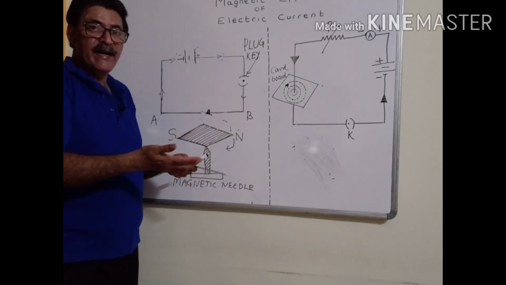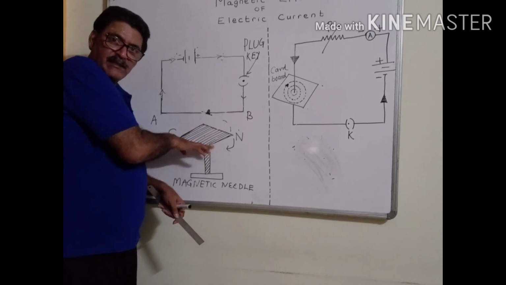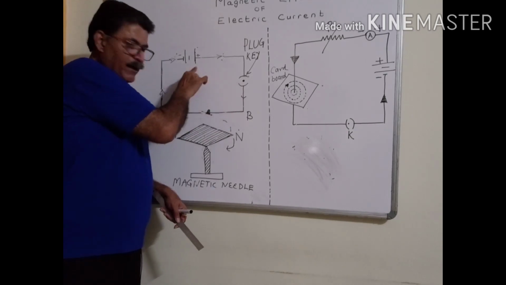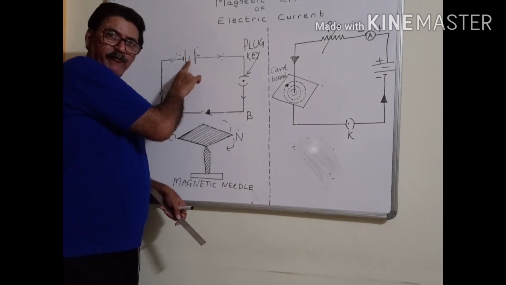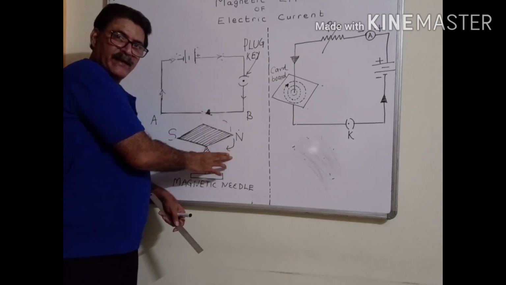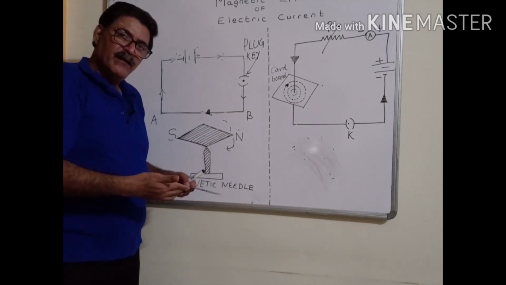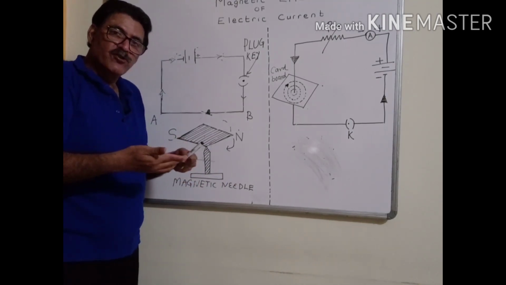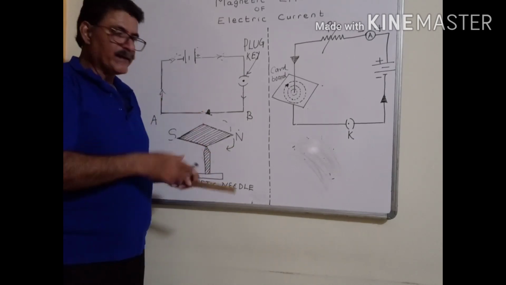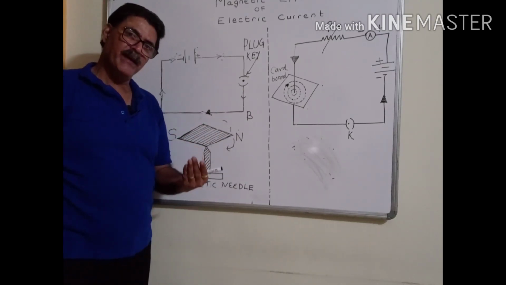And the other point is that as you increase the amount of current at any given point, this is a fixed point, by increasing the number of cells, the current flowing through this conductor will increase. So if this magnetic needle is fixed over here, you will find that as you keep on increasing the amount of current flowing through the conductor, the magnetic needle will get deflected by a greater angle. That means its shift will be more. The angle by which it changes its direction will be more.